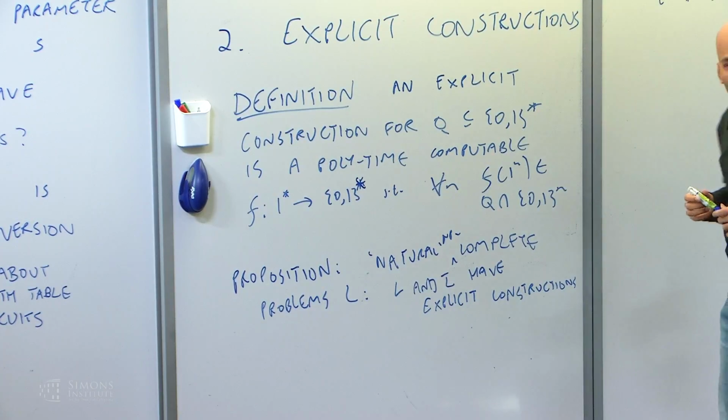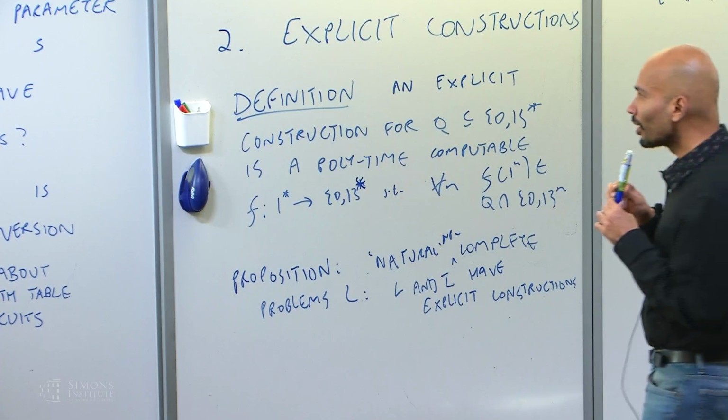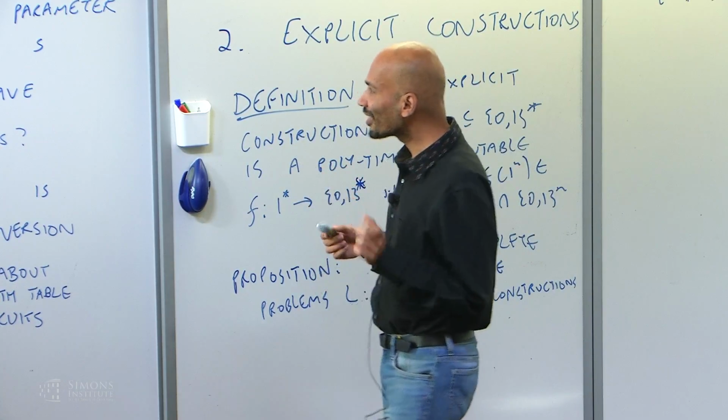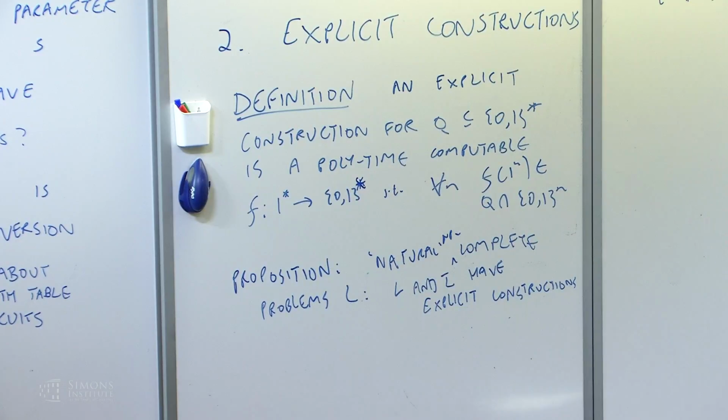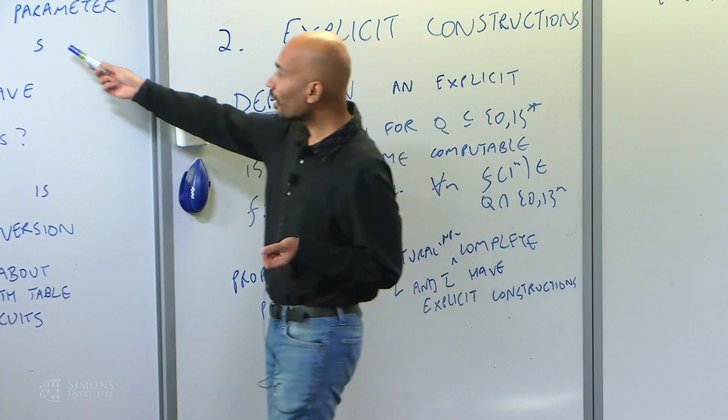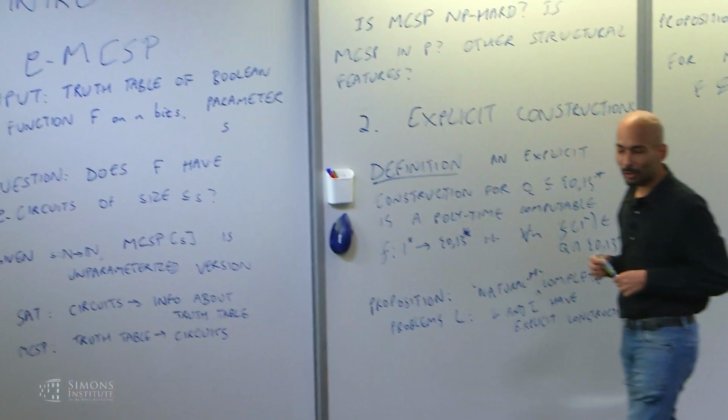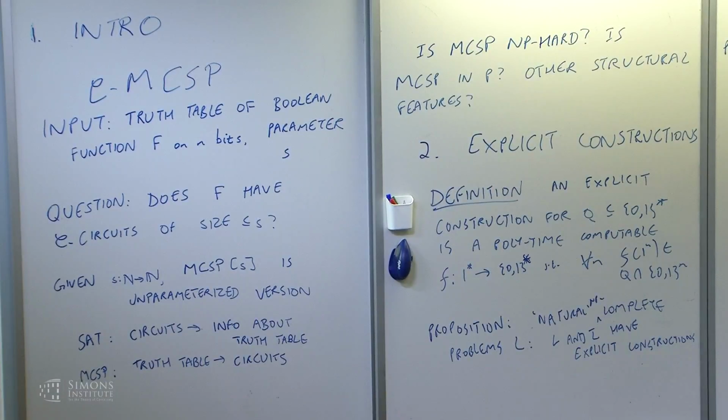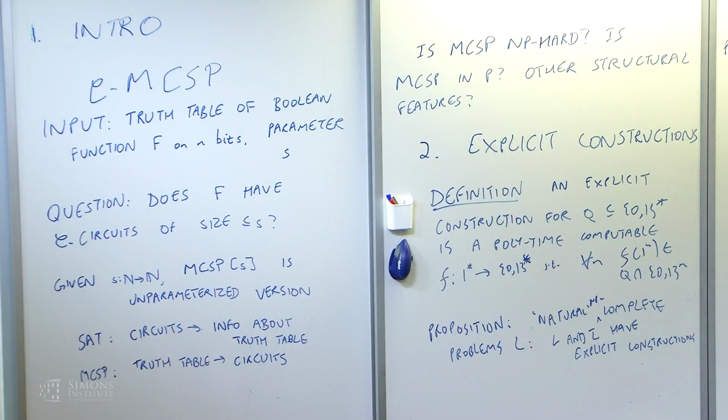Are you also interested in gap versions of MCSP? Oh, yes. I should have mentioned, when I was mentioning all the different variants, also the approximation version, right? Where instead of being given just a parameter S, you're given parameters C and S, and you want to say yes if the circuit size is at most S, no if it's at least C. And in fact, this approximation version and the relationship between C and S will be important in the last part of the talk. So yes, that's an important question too.